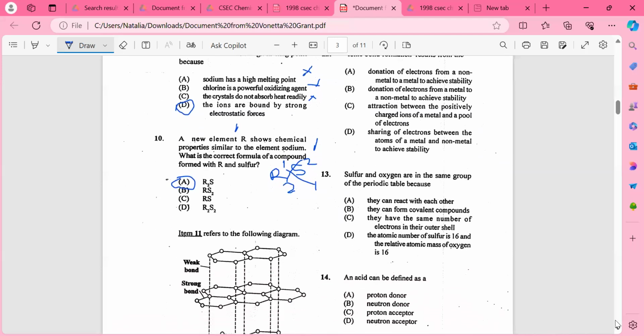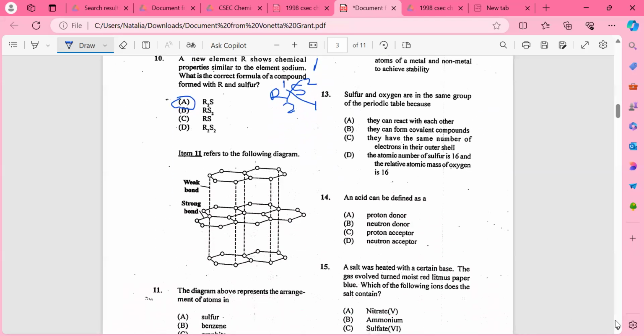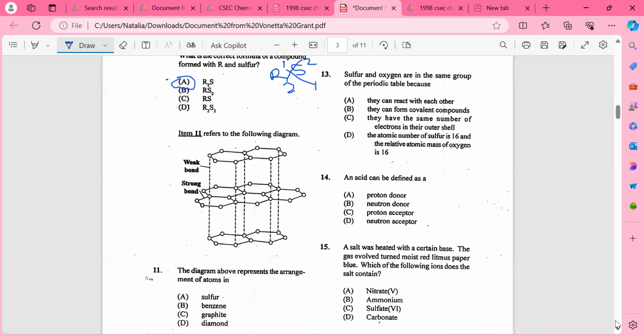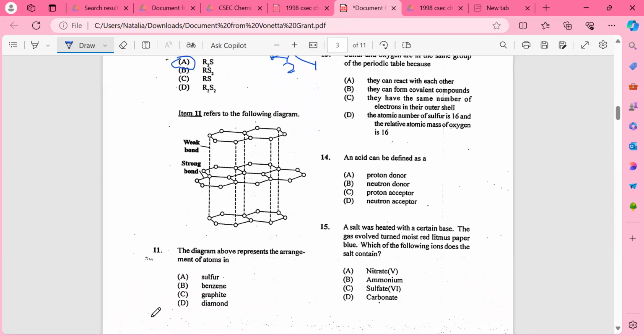Number 11. 11 refers to the following diagrams. So this is graphite. So this molecule here is graphite.